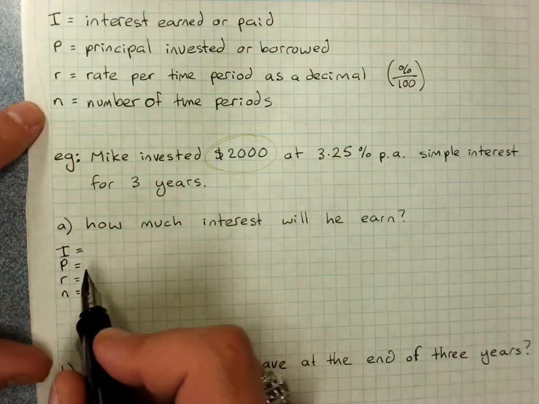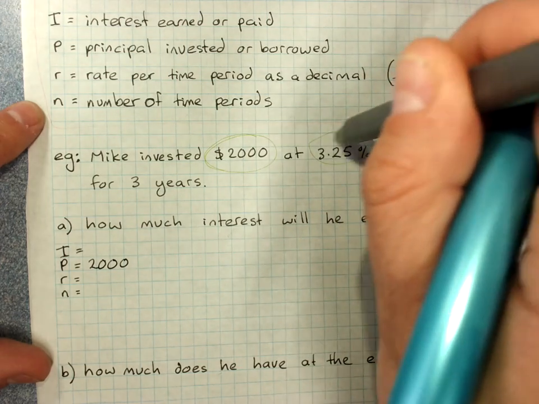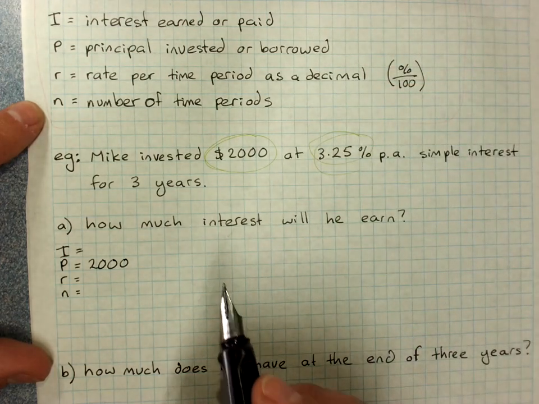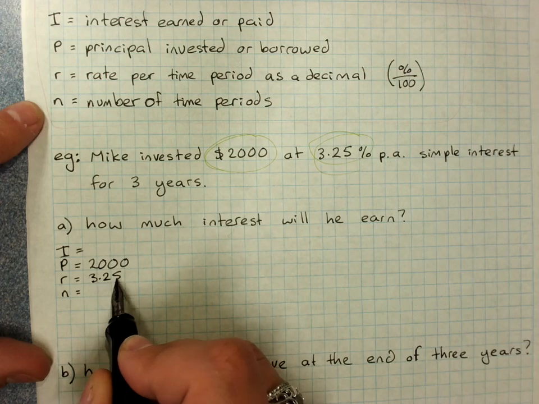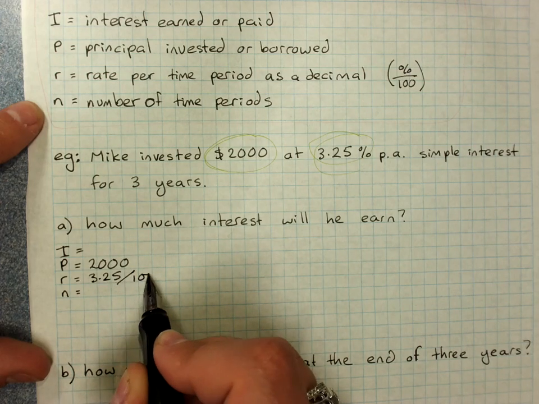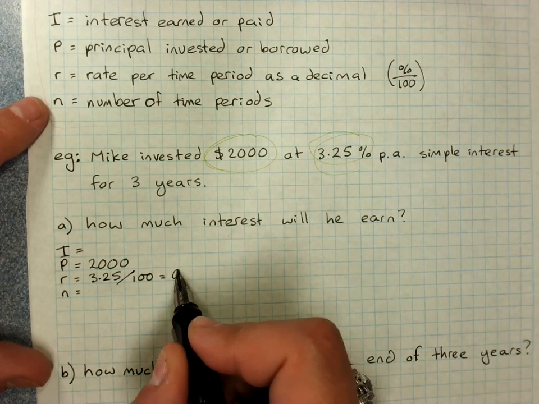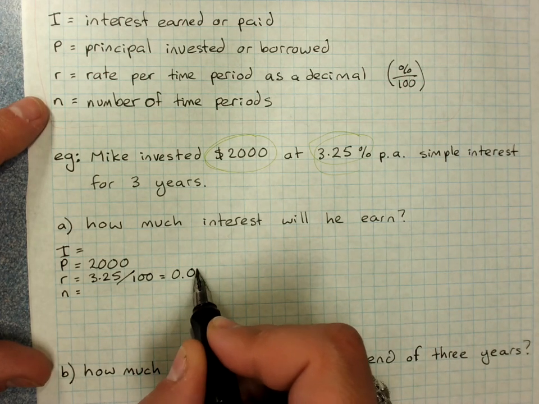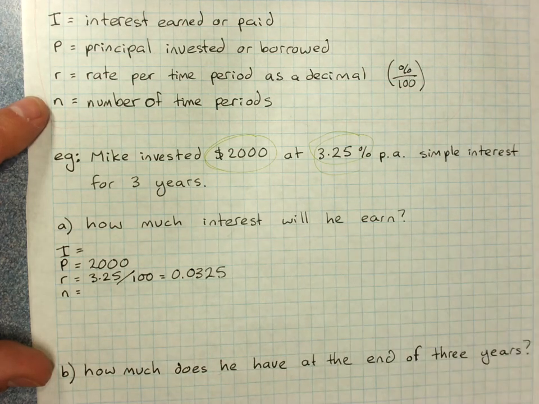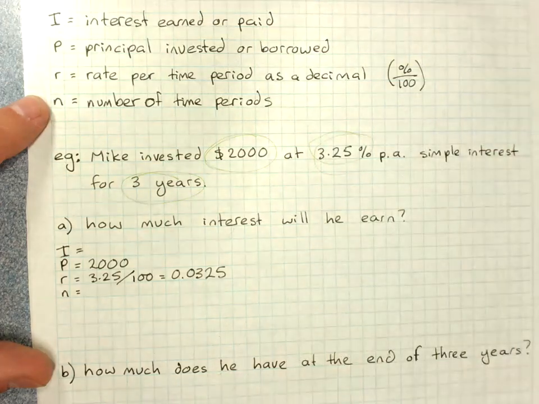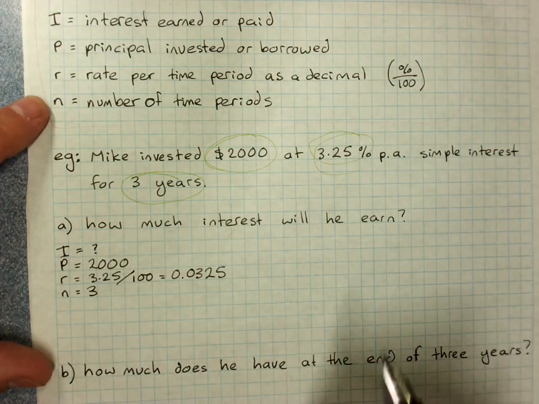2,000 is our principal. 3.25% per annum, and we've got to do 3.25 divided by 100. And that, if we use our calculator or our brains, will be 0.0325. N, the number of time periods, is 3 years. And interest is what we're trying to find.